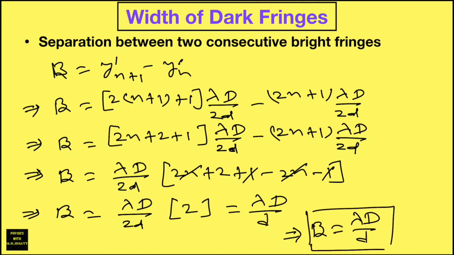So, this is the width of dark fringe and it is lambda D upon d, where lambda is the wavelength of light used, capital D is the distance of the screen and small d is the width of the single slit used.